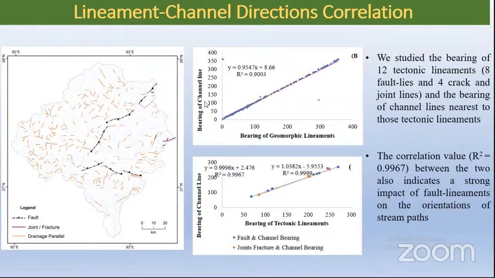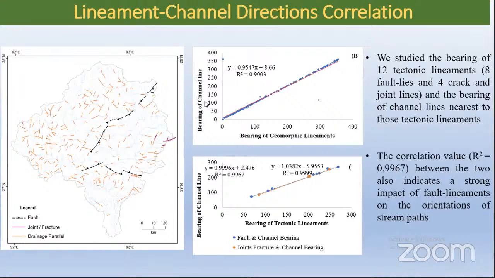From this map, it is found that within the Kameng river basin, there are two types of lineament found. One is the drainage parallel lineament, and another is the tectonic lineament. From this tectonic lineament, there are also two types found: one is fault and another is joint and fracture. This fault is mainly a thrust fault type as per the GSI reports.